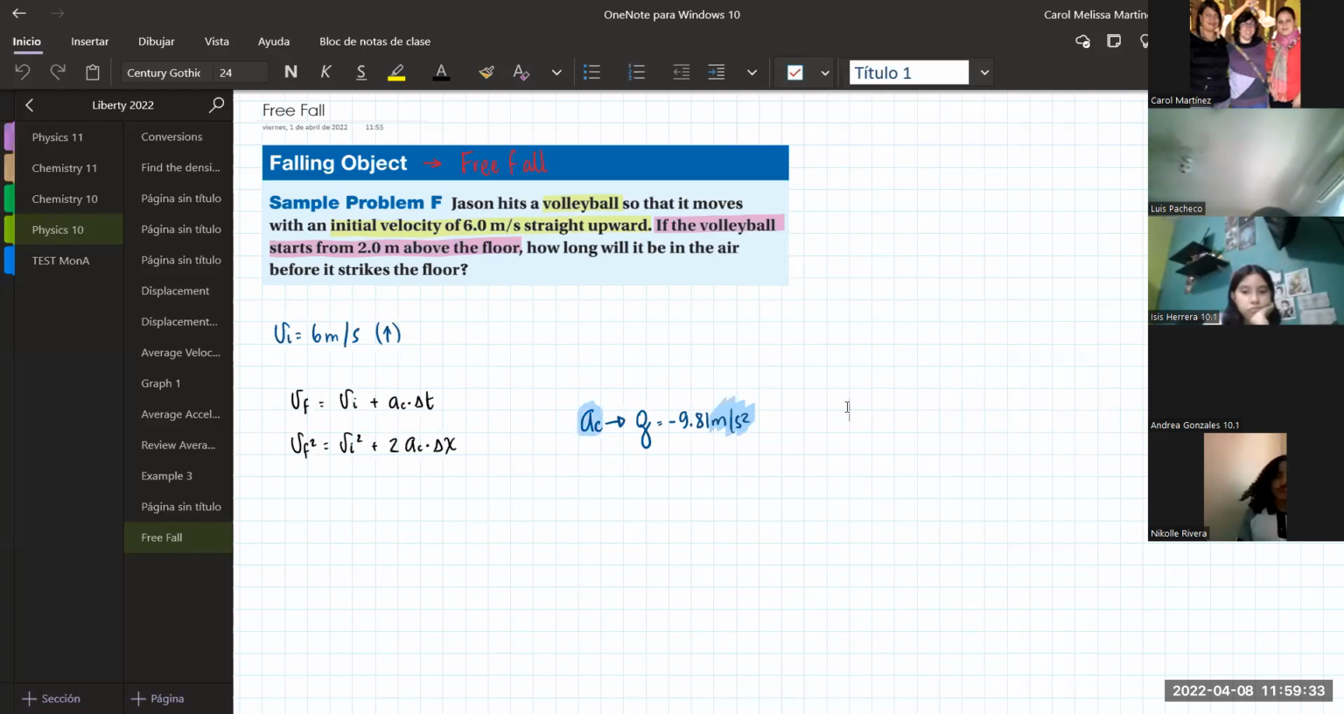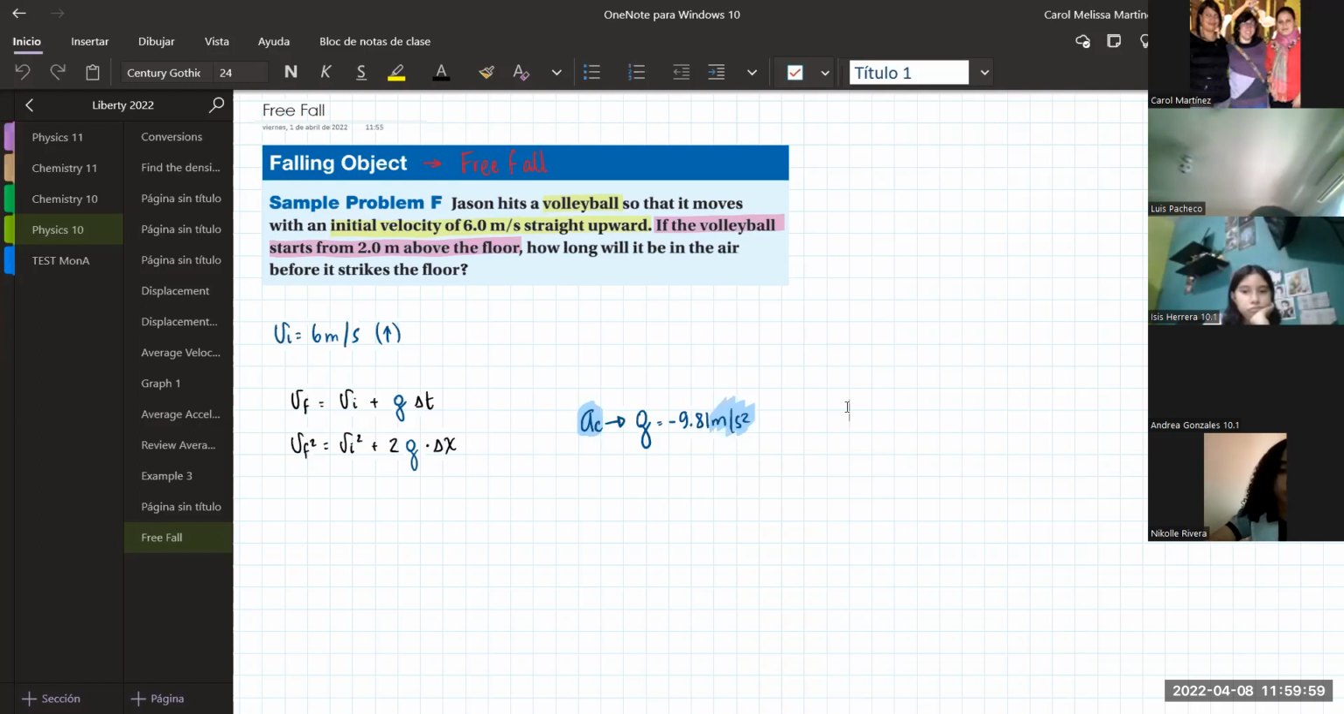So in these formulas, I'm going to get rid of acceleration, okay? And instead, I'm going to write gravity. Again, instead of acceleration, gravity. And with this, we already adapted the formula.